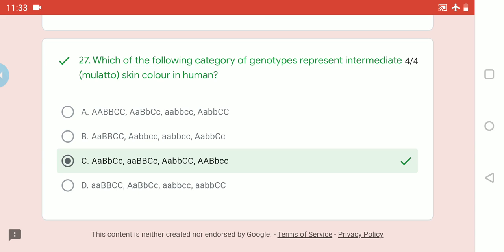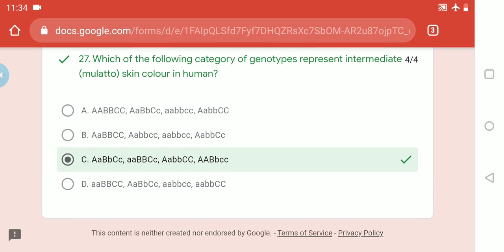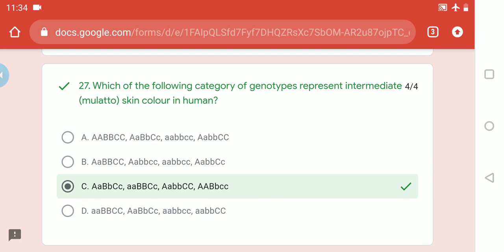So while we are writing, the intermediate, as I said, is capital A, capital B, small b, capital C, small c. Okay. So what are the possibilities with respect to the intermediate skin colors? Here the given option C is the right answer. So these are all the possibilities for the intermediate mulatto skin color in humans. That's why they all differ with respect to the pattern of skin color. So this is what it is with respect to the competitive part.